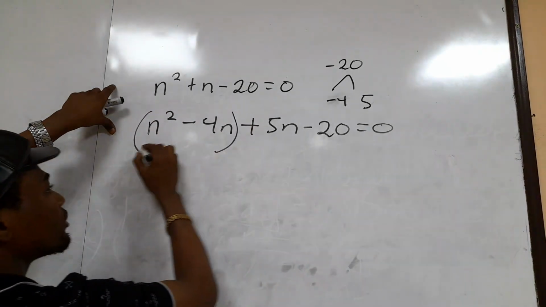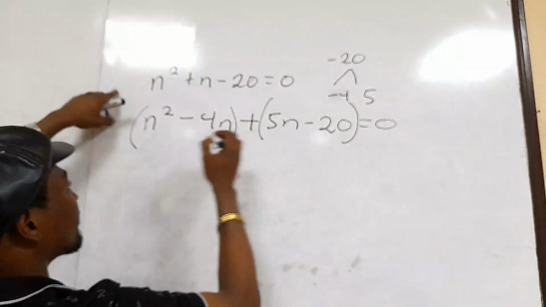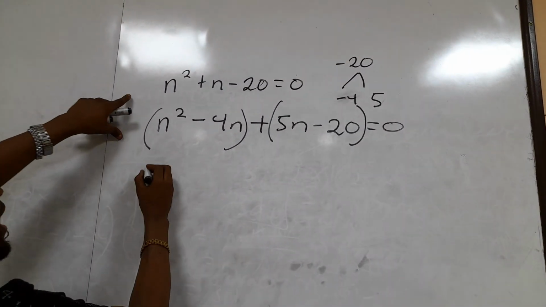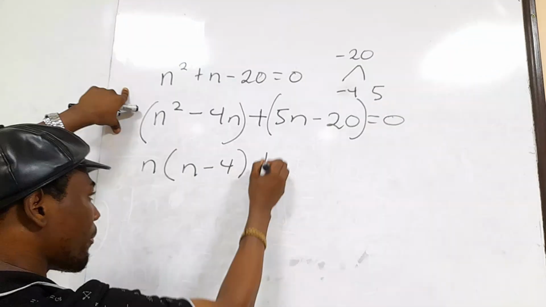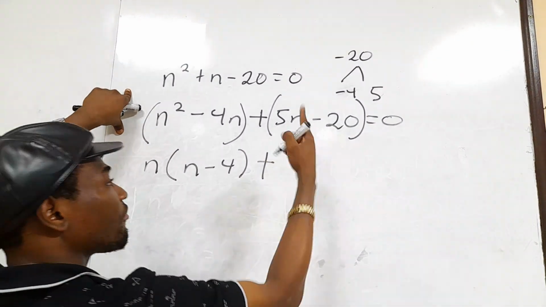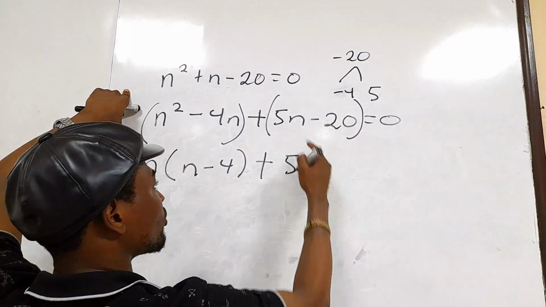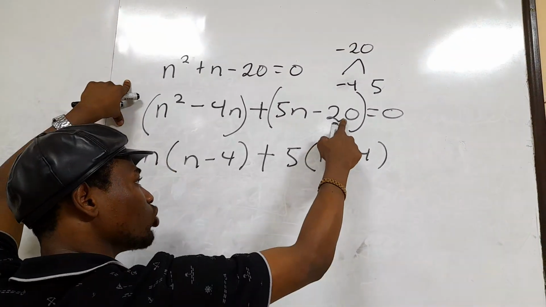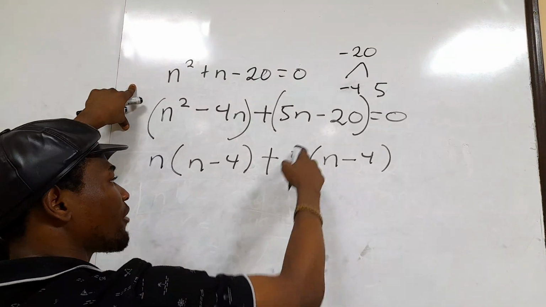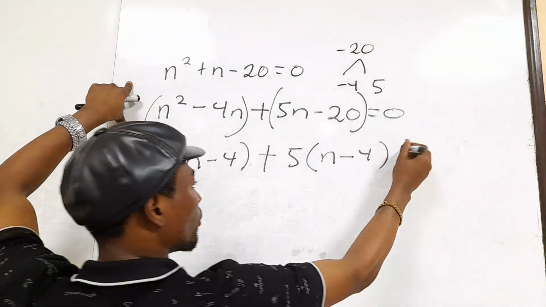Then you put this in parentheses, right? So what is common here? N. Then I have n minus 4. Then plus, what is common here? 5. So we have n minus 4, because 5 goes into 20 4 times. 5 cancels 5, leaving n, which is equal to 0.